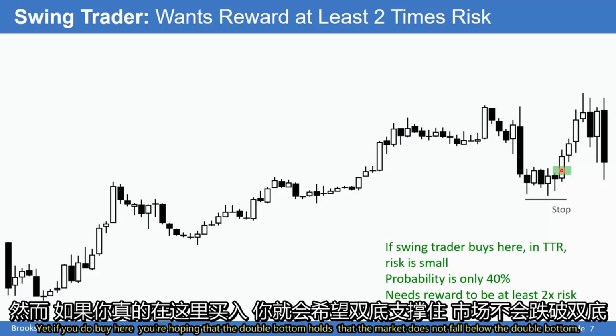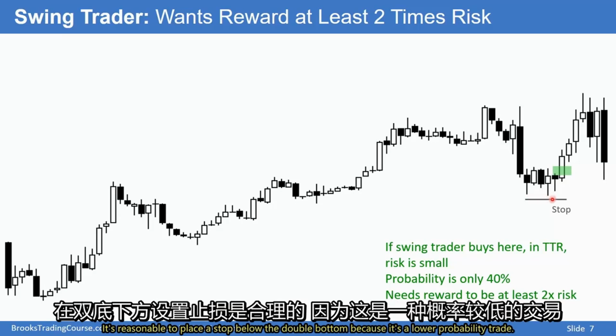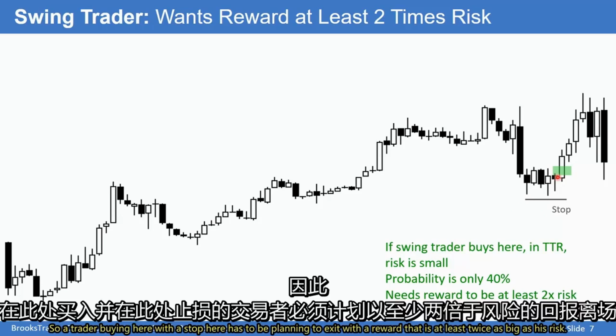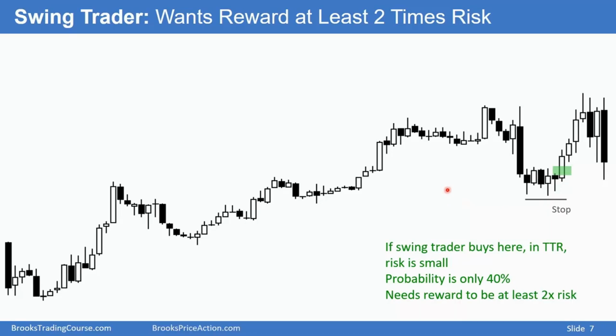Yet, if you do buy here, you're hoping that the double bottom holds, that the market does not fall below the double bottom. It's reasonable to place a stop below the double bottom. Because it's a lower probability trade, a trader needs to compensate with good risk reward. So a trader buying here with a stop here has to be planning to exit with a reward that is at least twice as big as his risk.